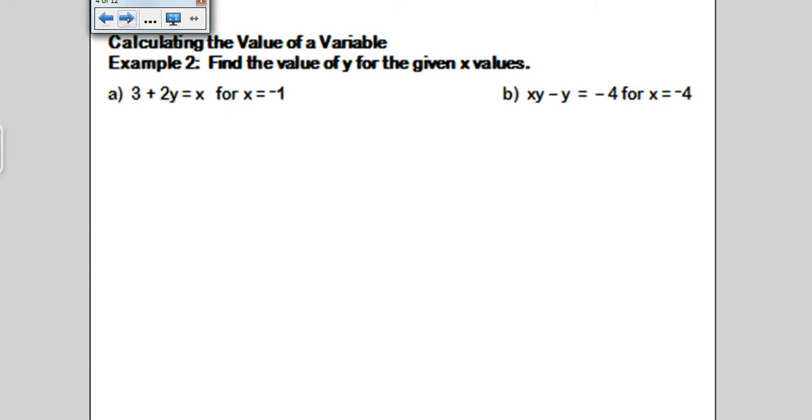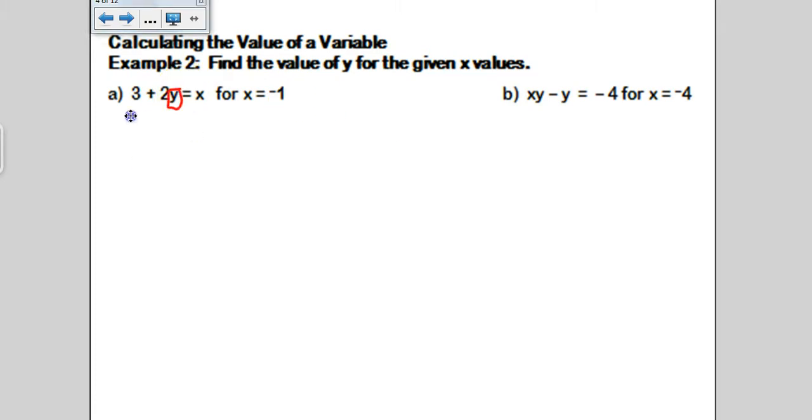Okay, let's talk about the next example. Find the value of y for the given values of x. So I'm going to use the technique of solving for y first, and then substitute in the value that they provided for us. So let's get this y by itself.